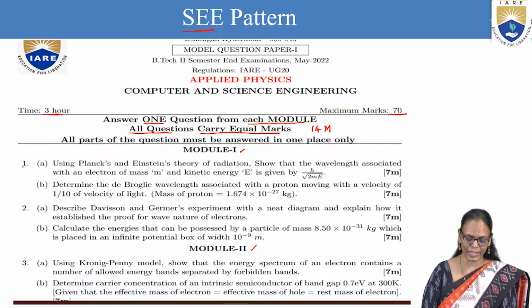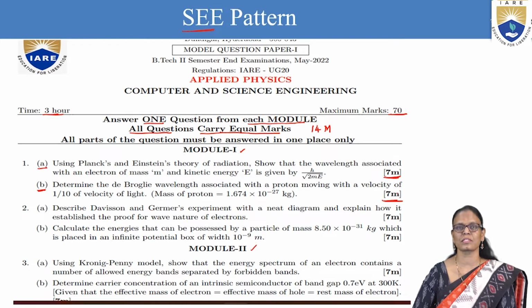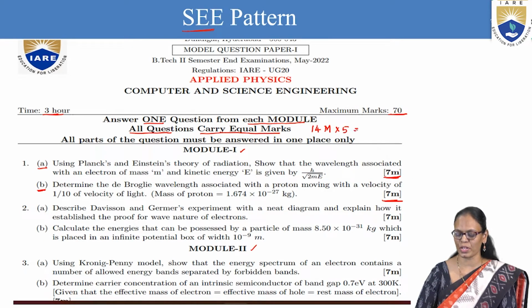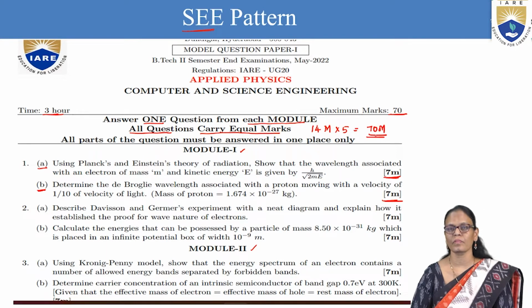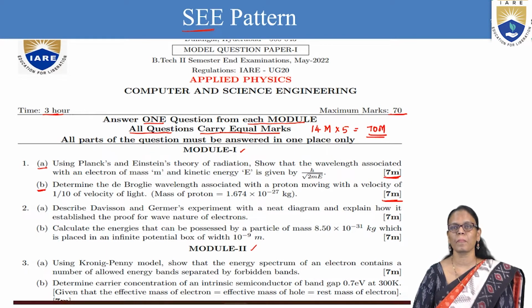And also in each question, again, there are 2 parts. A, which is a theory question for 7 marks, and B, which is an analytical question for 7 marks. So A is for 7 marks and B is also for 7 marks. So put together 14. So 14 into 5 questions you are answering will get 70 marks. So this is the pattern for SEE.